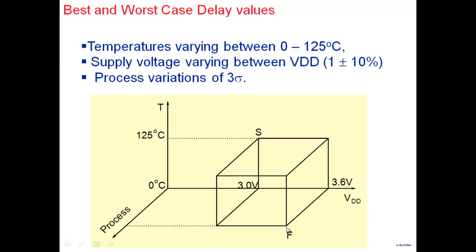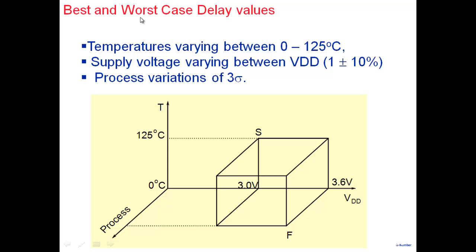So you get the minimum delay at this particular point. And then by the same logic, you get the maximum delay here. When the temperature is 125 degrees, when the supply voltage is minimum 3 volt, and when the process is, the transistor is slow. So you get the maximum delay here. And of course, we can see here delay can lie all over this particular, inside this particular cube. Delay can be anywhere inside. These are the corners at which, so this is the best case delay and this is the worst case delay here.